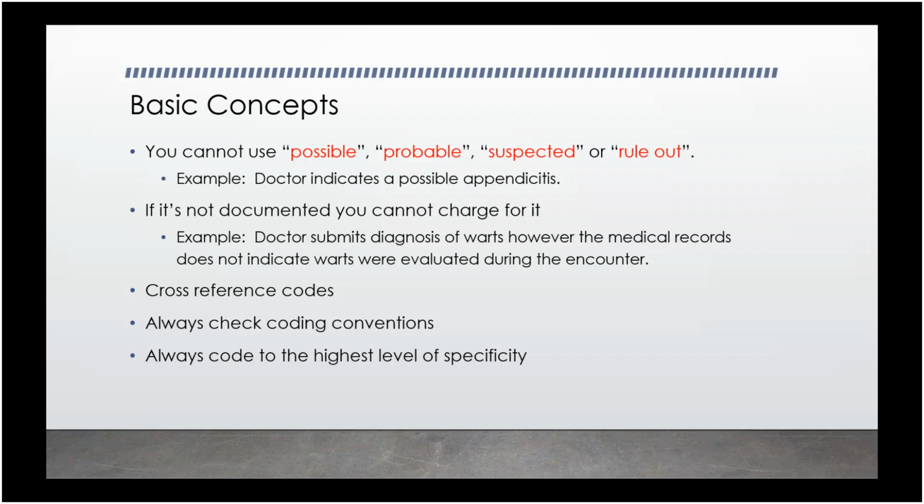The reason for that is other publishers create overviews of the study guides for test taking. They're not actually specific to the organization test. So concept-wise, you cannot use possible, probable, suspected, or rule out. Those do not indicate a definitive diagnosis. In that particular case, you're going to use signs and symptoms.